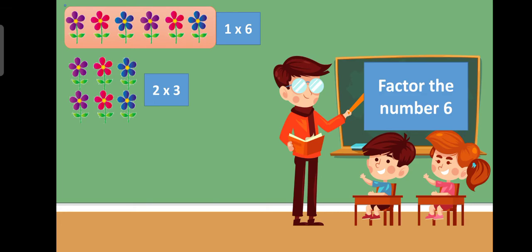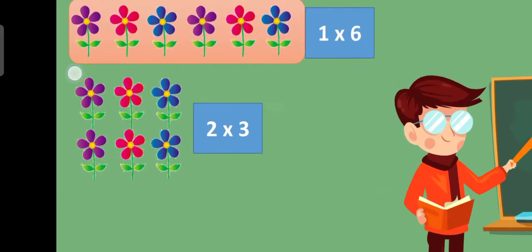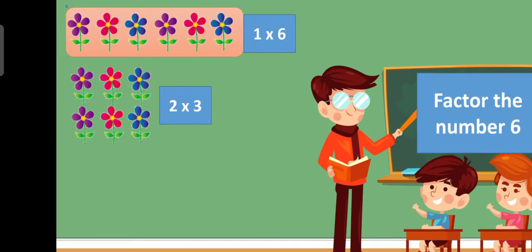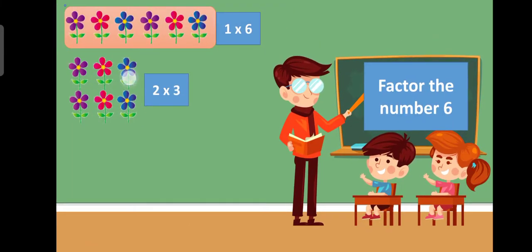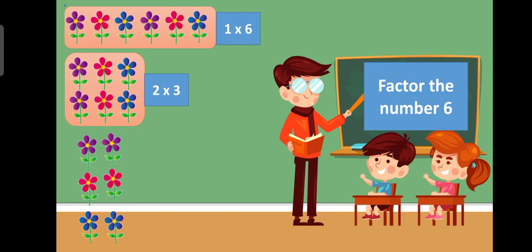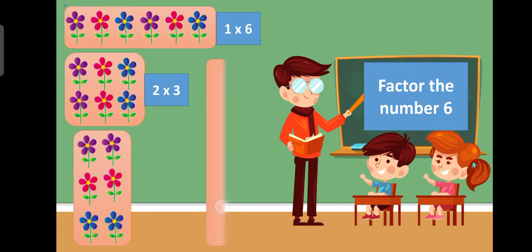And now we will arrange them in an array of two rows. In each row we have 1, 2, 3 columns. So it will be 2 by 3. Now we will arrange them in how many rows? In 1, 2, 3. In each column we have 1, 2. So it will be 3 by 2.